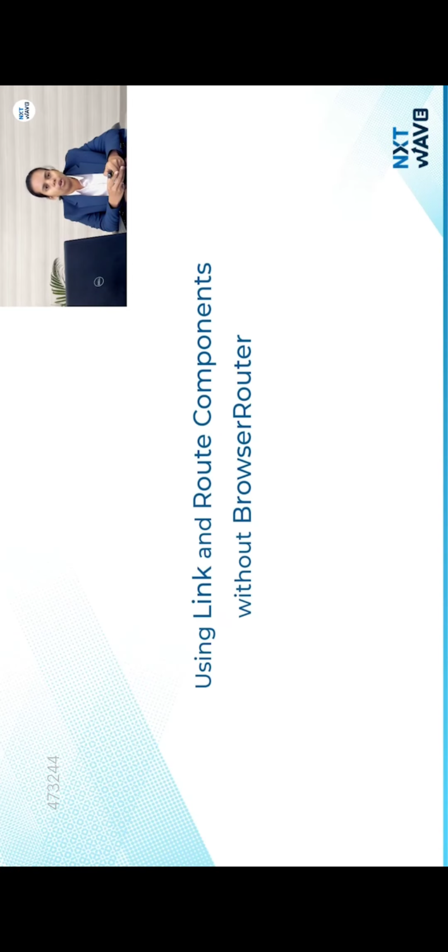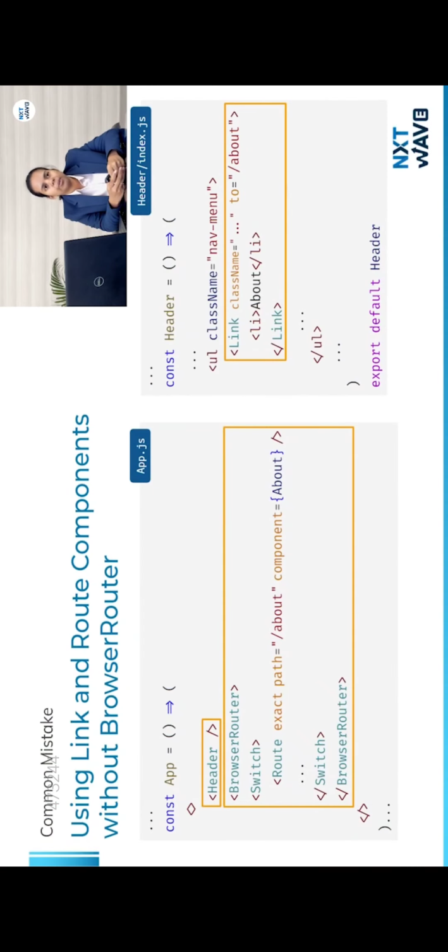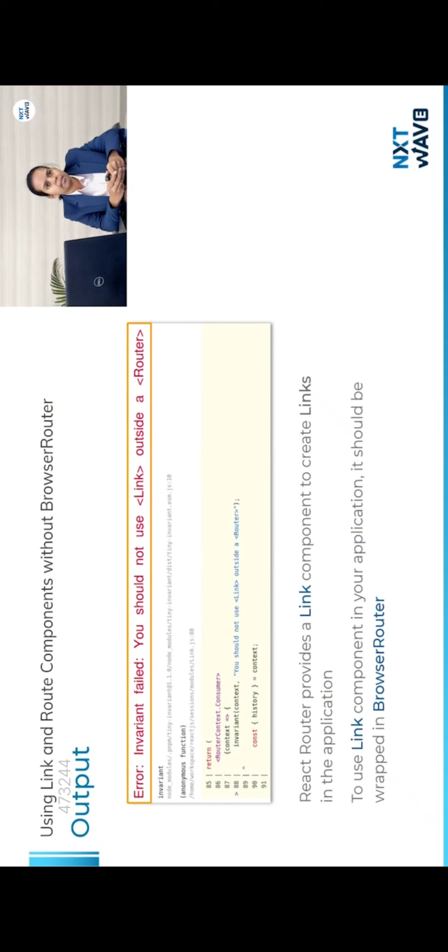Using link and route components without the browser router. Let's understand this. Here you can see that there is header, and then after the header component we have written browser router. Within that we have the switch. Within the header component we have the link, right? Actually within the browser router we have to make use of the link and the route. If you don't wrap the link and the route components within the browser router, you will get an error in this manner, saying that you should not use link outside a router.